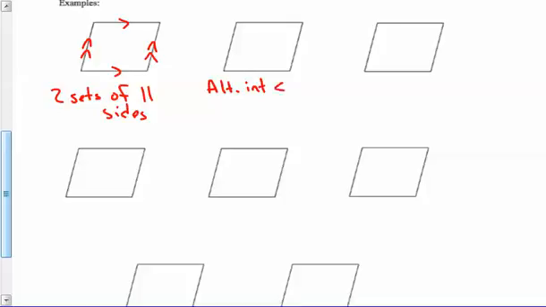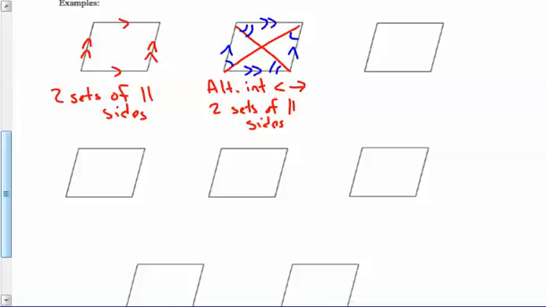Alright, so this first example is to prove 2 sets of parallel sides. Well, that could just be as easy as both of these sets being marked as parallel. Or, here's an alternative way, if they give you alternate interior angles, right? And then you use that to prove that there are 2 sets of parallel sides. Now there you want to be careful that your alternate interior angles actually prove 2 different sets. You wouldn't want your alternate interior angles to be proving the same set of sides as parallel. So make sure that you're doing your due diligence in proving 2 different sets.